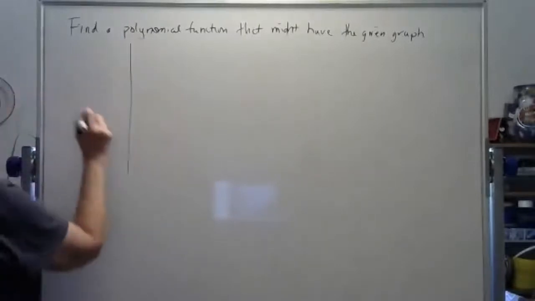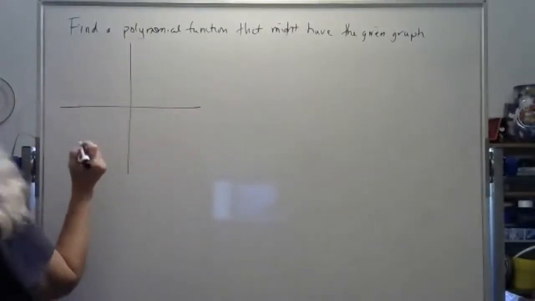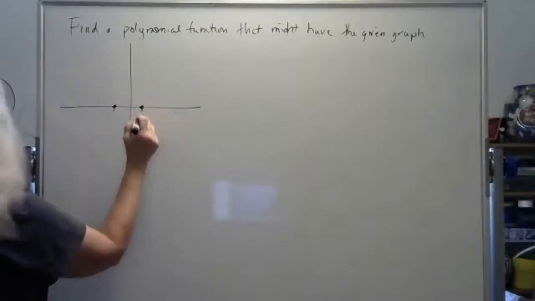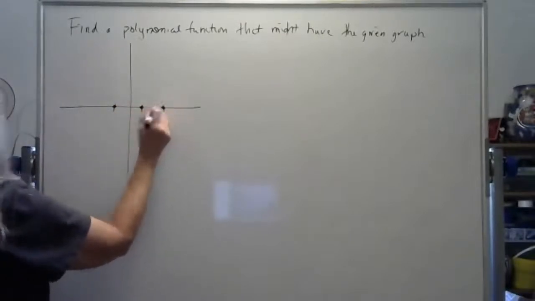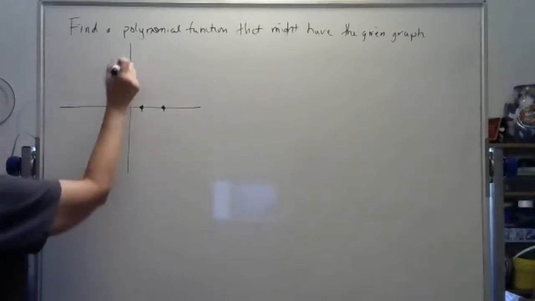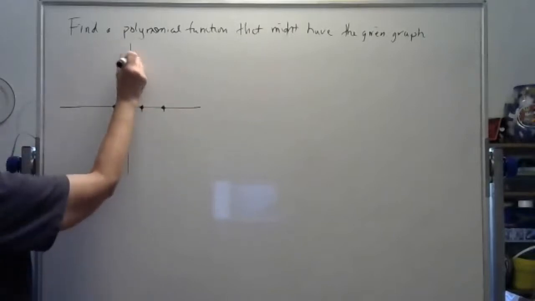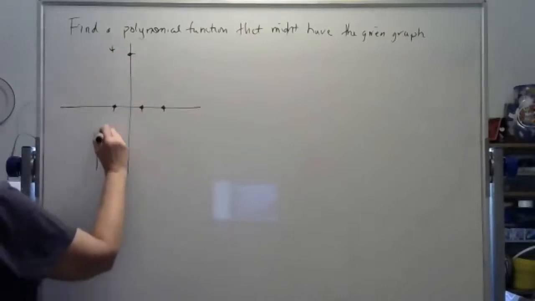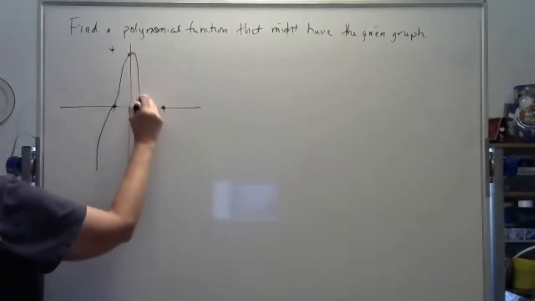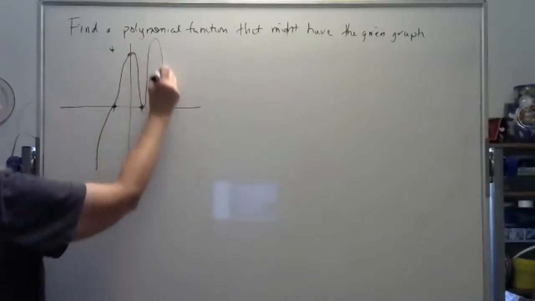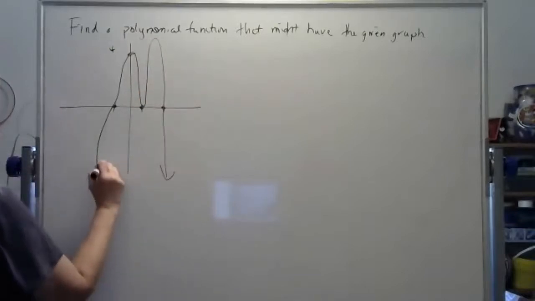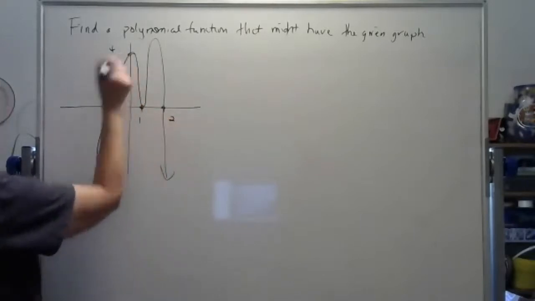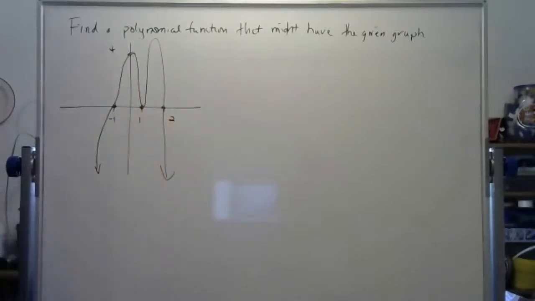So this time, we've got an x-intercept over here at -1. We've got one at +1, and we've got one at 2. And my y-intercept is going to be up here at 4. So the graph comes in, bounces, and does something like that. So again, -1, +1, 2, and we're on the y-axis at 4.